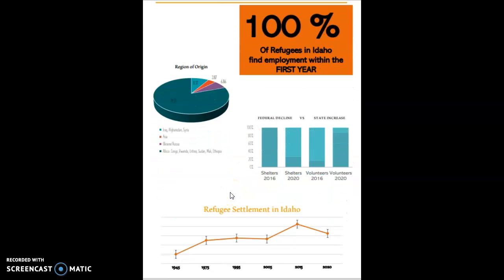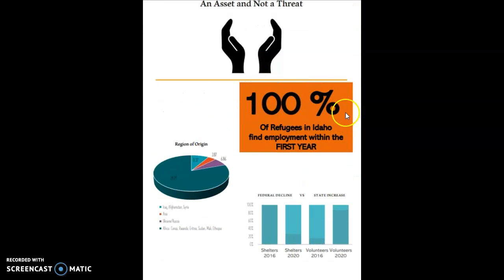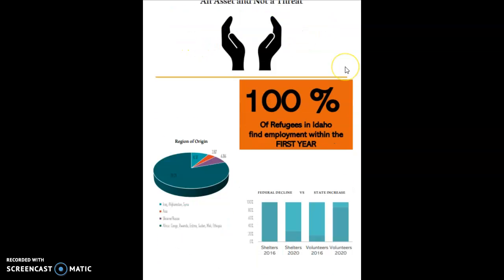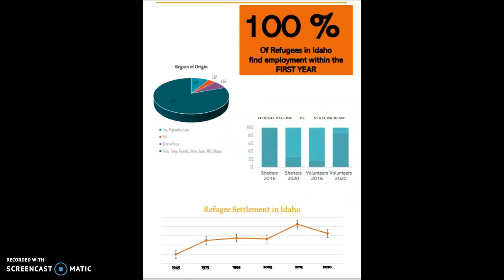And the last one is our fonts. We have serif and sans serif. Some examples of that: when it says 100% of refugees in Idaho find employment within the first year, that would be a sans serif font. It's very bold and simple. But then our refugees in Idaho title at the top would be serif font, as would an asset and not a threat. Those are both contrasting with that. Alright, there you go. Thank you.